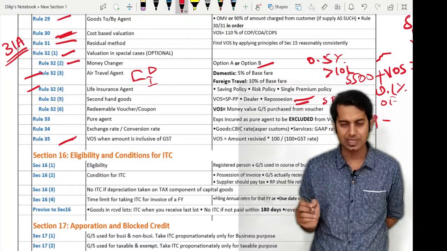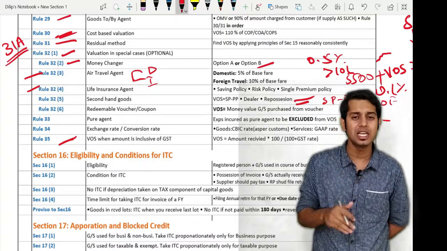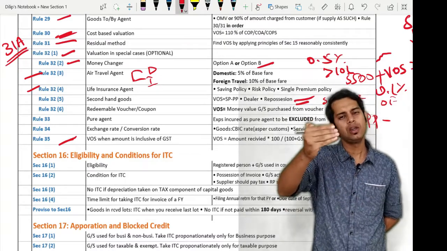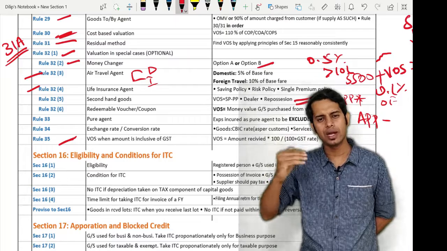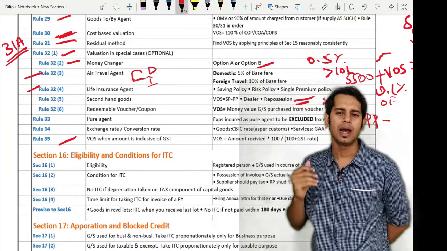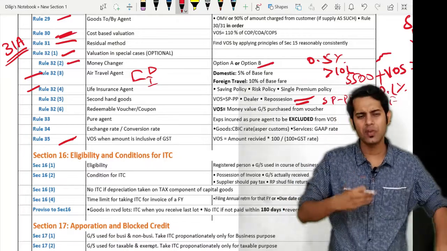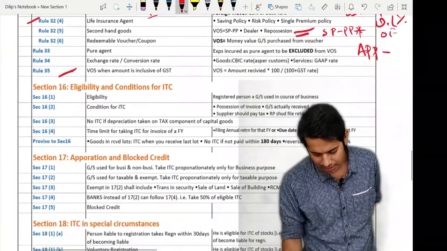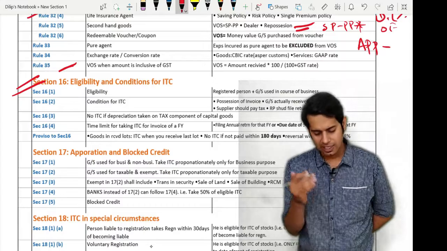Then rule number 35 says that if the value is inclusive of GST, how to find the GST amount? It is whatever amount you have received into the GST rate, divided by 100 plus the GST rate. That is how to find the value of supply if it is inclusive of taxes. Then input tax credit will start.